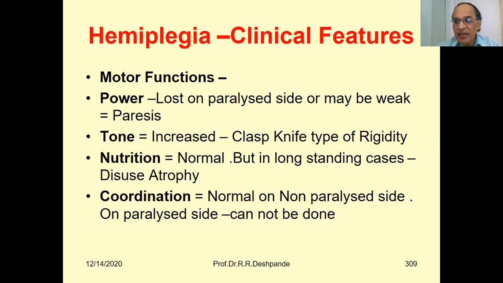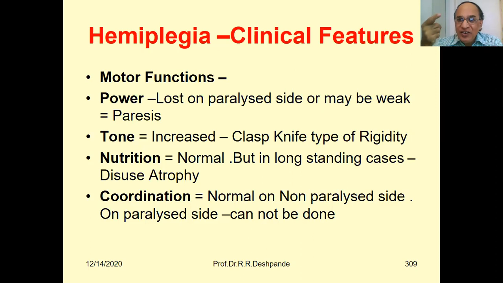Motor functions. In hemiplegia, most important is the motor system and not the sensory system. Jnanendriya and Karmendriya. In Ayurveda, Karmendriya, loss of motor function. So most important is the muscle power is lost on the paralyzed side. It may be complete loss or it may be partial loss. That is paresis.